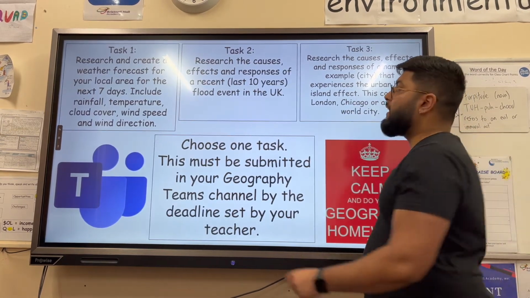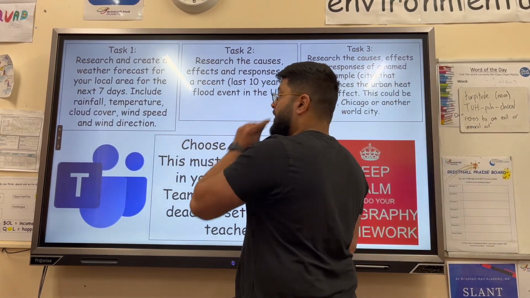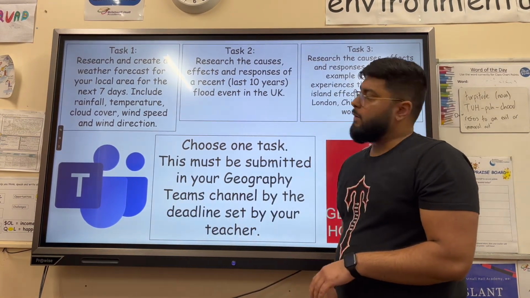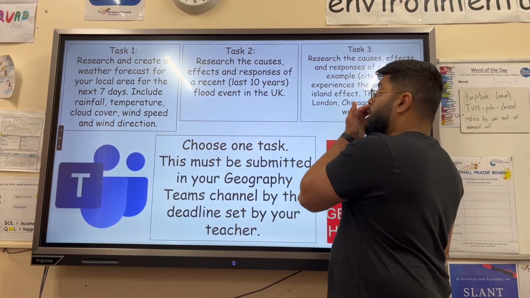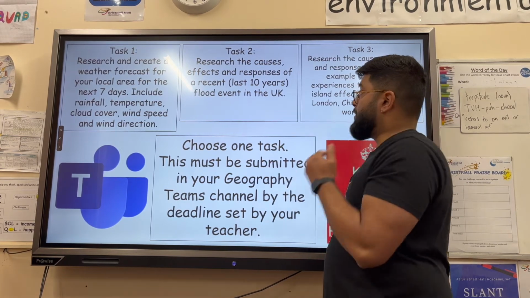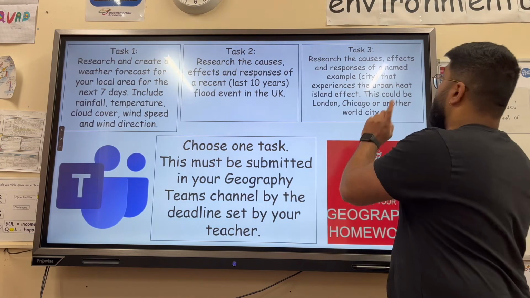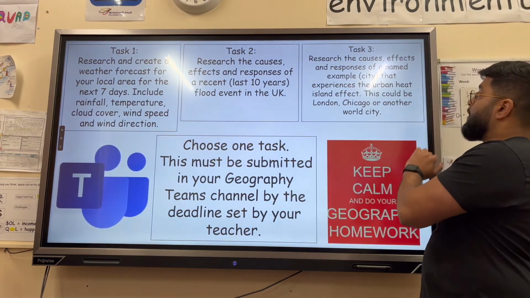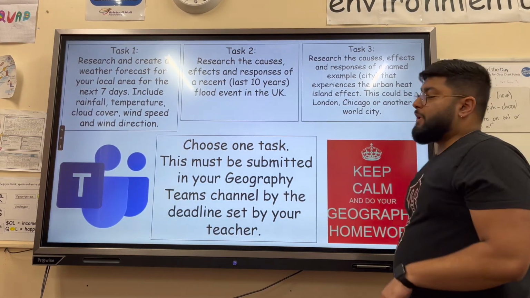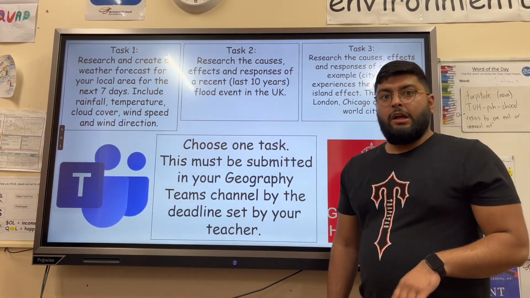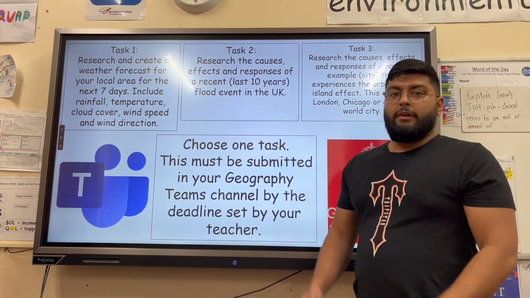So your homework, you can either create your own weather forecast for the next 7 days covering rainfall, temperature, cloud cover, wind speed and wind direction. You can research the causes and effects and responses of a recent flood event, so recent being the last 10 years, or you can research the causes, effects and responses of a named city that experiences the urban heat island effect. So London's a good example, Chicago's another example. Why not have a go at Birmingham?